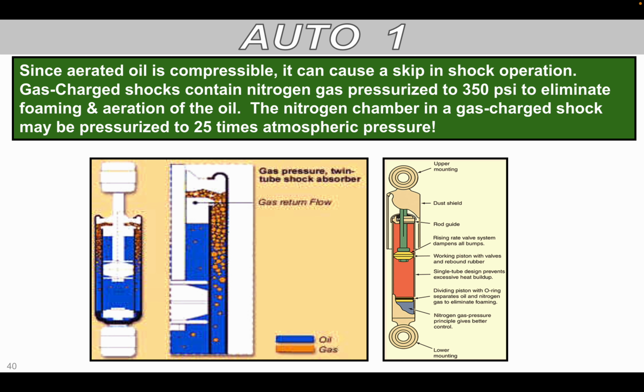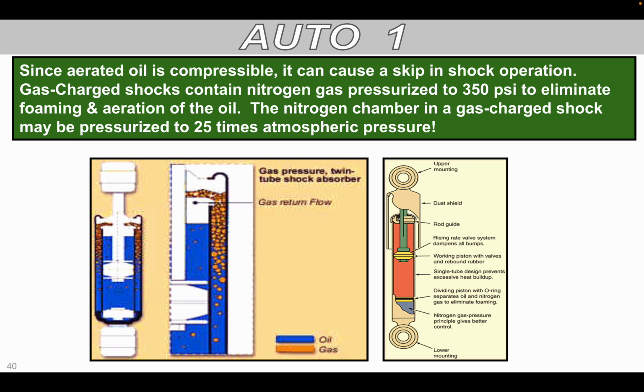Because our shock absorber is full of hydraulic fluid, and we touched base on this back when we talked about lubrication systems. If I aerate that fluid, if I aerate oil... Aeration just means we're adding air into that fluid. Bubbles. Tiny bubbles. Aerated oil is compressible. It can cause a skip in shock operation.